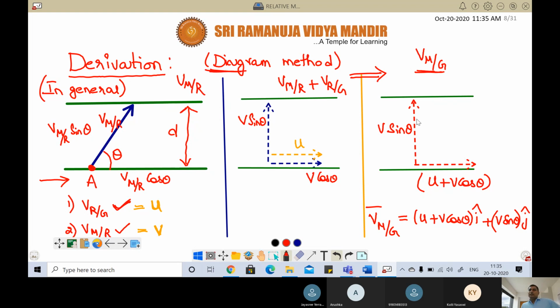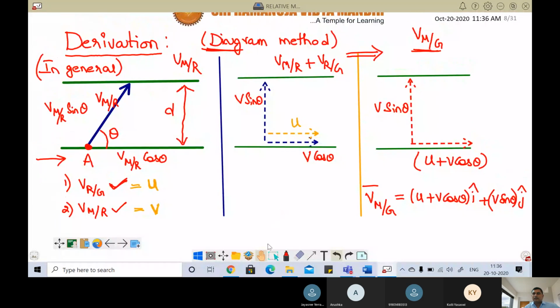Now for finding out time, which direction will we focus on? Y direction, sir. And for finding out drift? X direction. Correct. So now this is nothing but the X component, and this is the Y component.